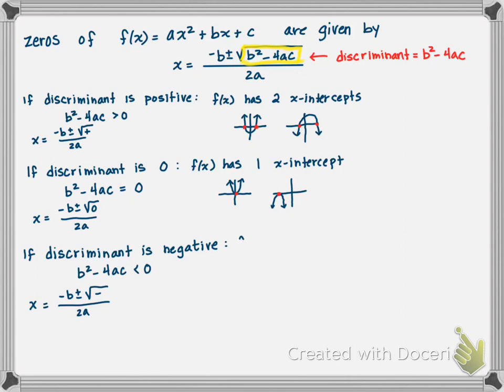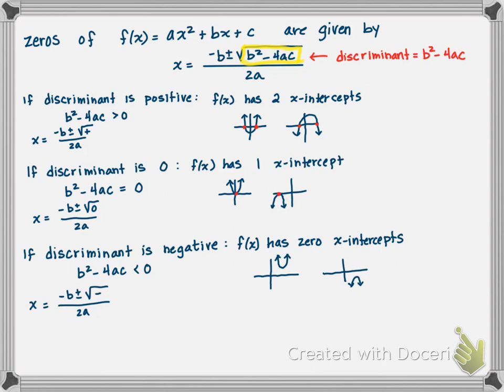So f of x has 0 x-intercepts. That's where the entire graph is going to be above the x-axis, or the entire graph will be below the x-axis. It never actually hits it. And we figured all of this out only by looking at that piece under the radical.